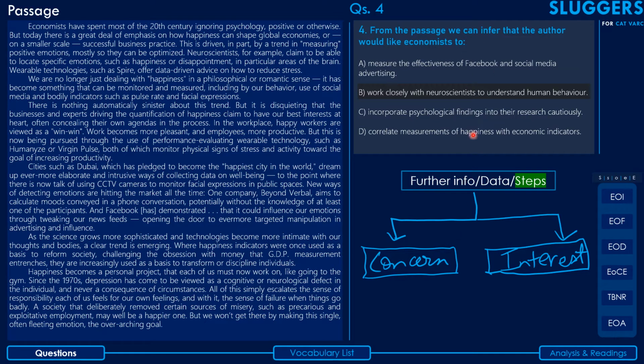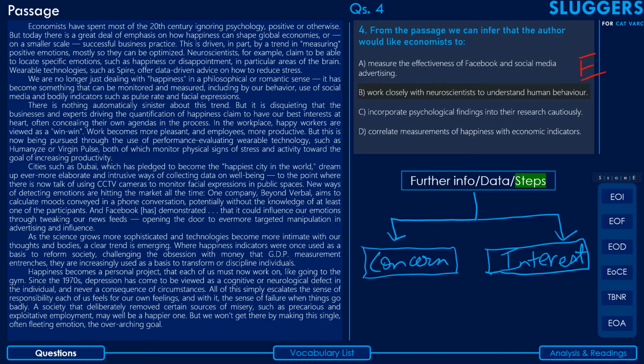Now, that is not to say that he has not mentioned this. In fact, he has mentioned it. He basically says here that Facebook has demonstrated, look at this point of reference, that it could influence our emotions, etc. But that's not his concern, or his interest. He already accepts that yes, Facebook is effective, social media is effective. So this is not something that should logically follow the passage, something that is already established, right? So it's neither a concern nor an interest, and hence can be eliminated. He would not be interested in asking the economist to do this.